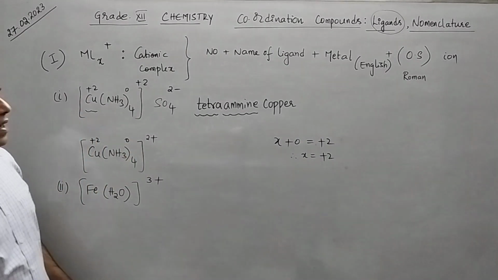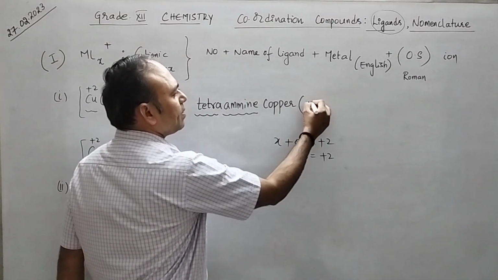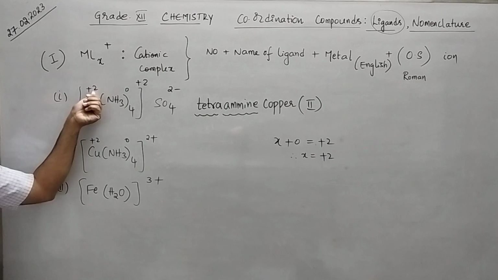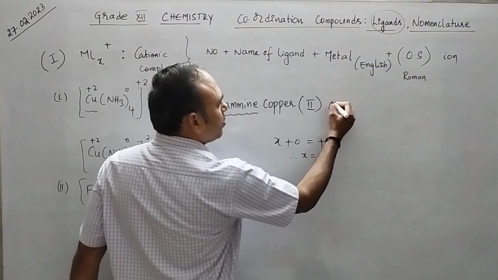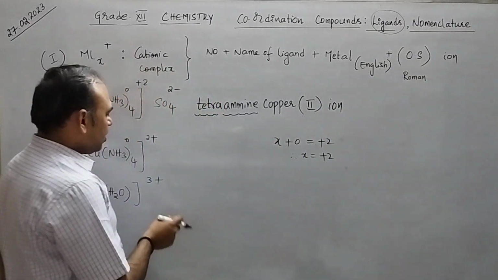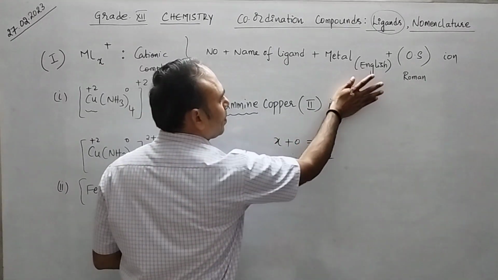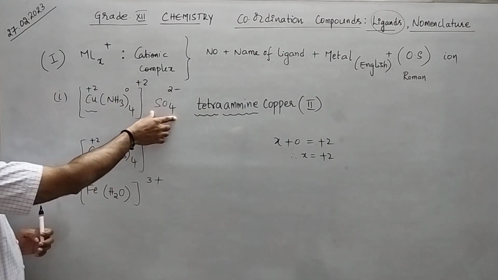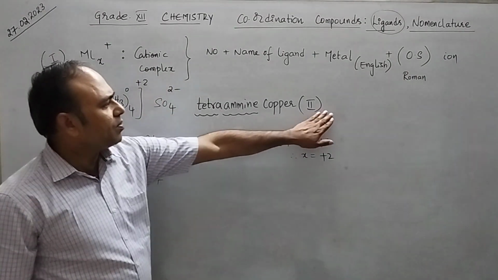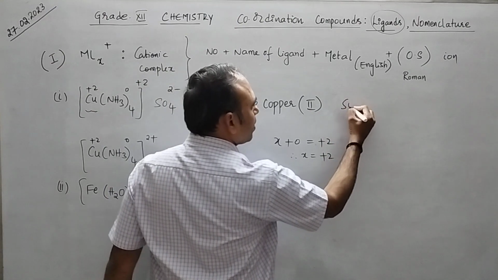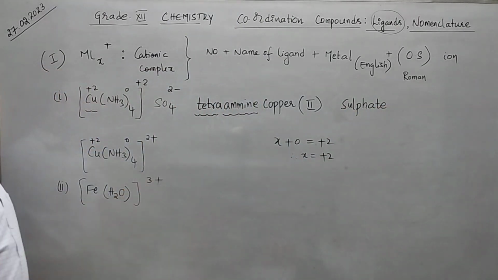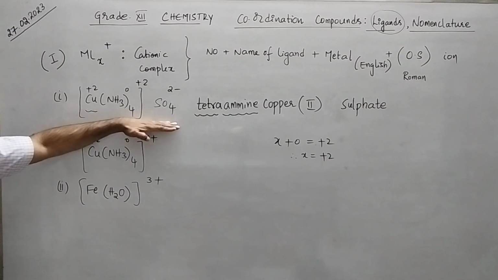Now what we need to write? In the bracket we will take Roman number 2. Why did we write Roman number 2? Because the oxidation state of the metal here is plus 2. And at the end we need to write ion, if at all it is given like this. But because they have given the anion also, therefore we will leave some space and write it as sulfate. So this will be the name of this particular coordination compound.